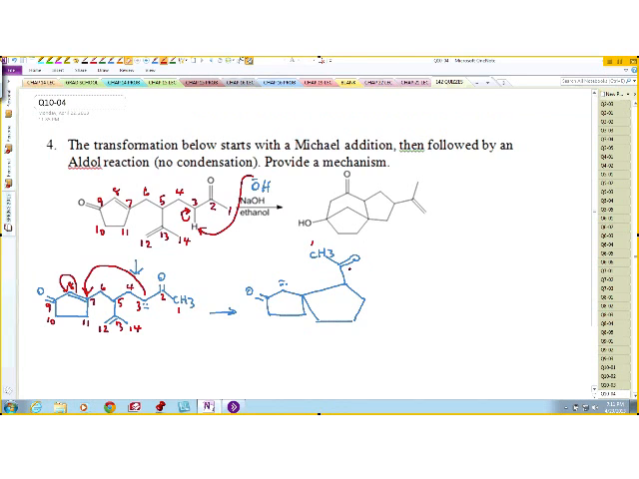This is carbon 1, carbon 2, carbon 3, carbon 4, carbon 5, carbon 6, carbon 7 right here, carbon 8, this is 9, 10, 11, now carbon 12 and 13, carbon 13 is attached to carbon 5, it's right here. And this is 12, 13, and carbon 14.